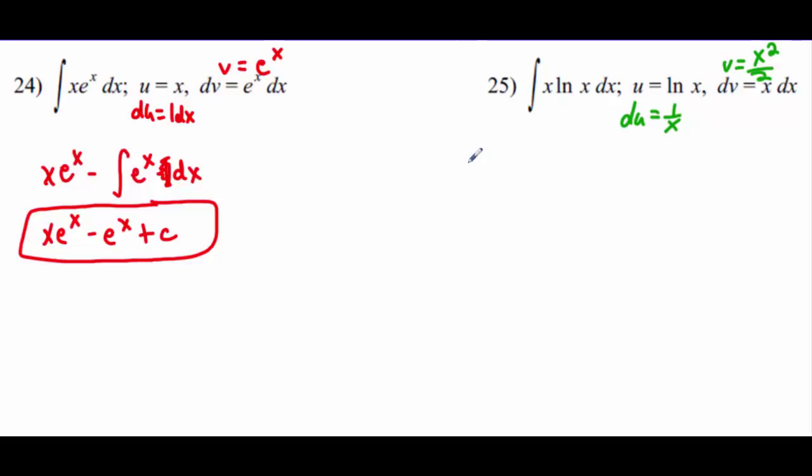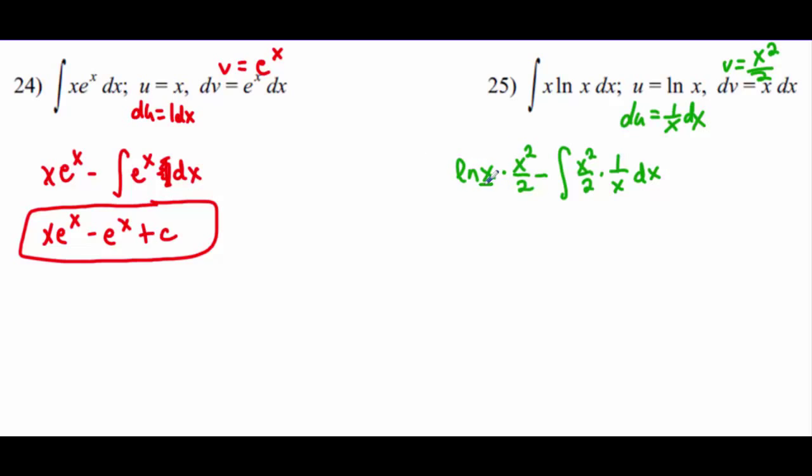We're going to write this out. U, which is ln of x, times v, which is x squared over 2, minus the integral of v, which is x squared over 2, times du, which is 1 over x dx, which I forgot to put the dx up there, but it should be there. ln of x times x squared over 2.